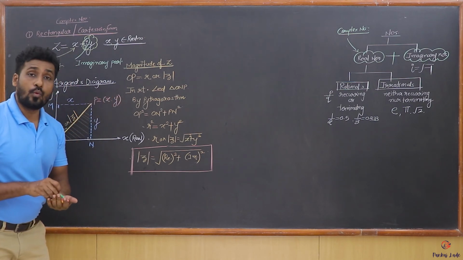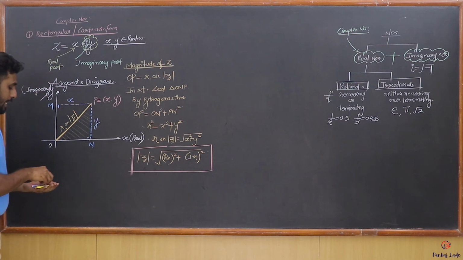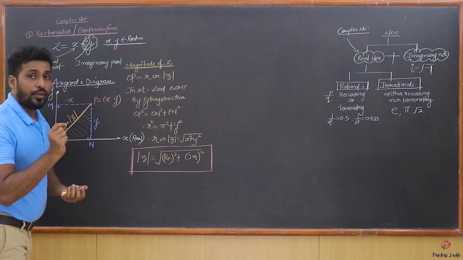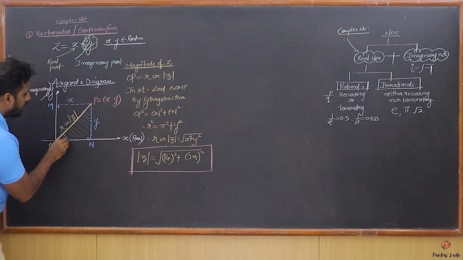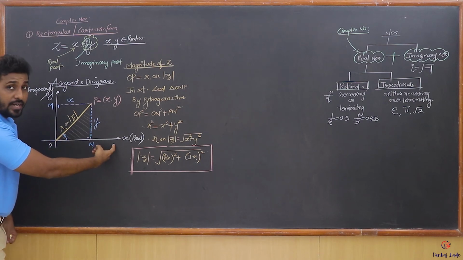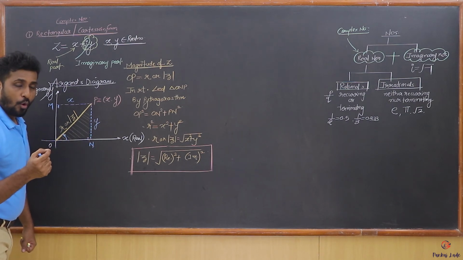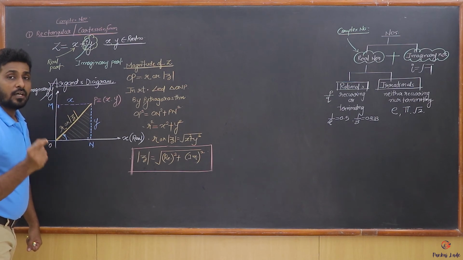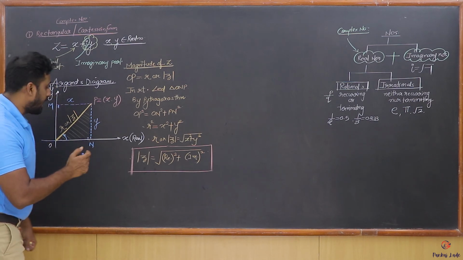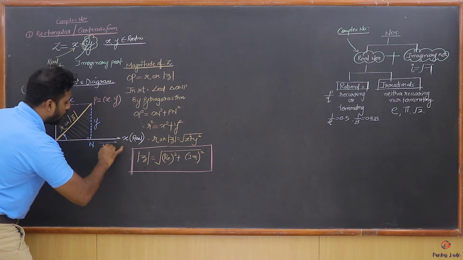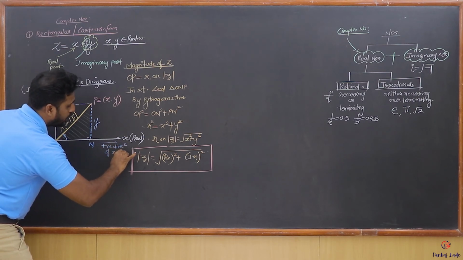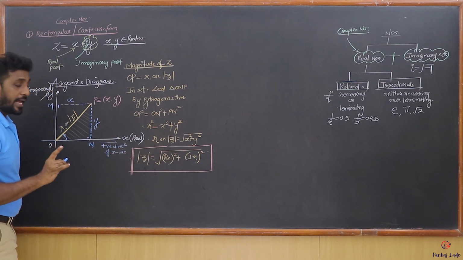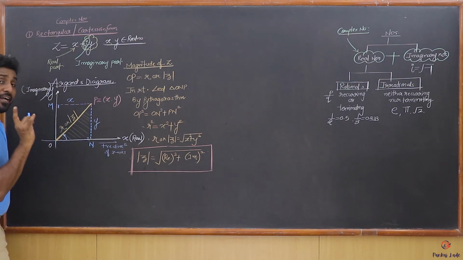Likewise, students, there is another very important concept. This is called as the argument, or we call it as the amplitude of z. So you can observe here this angle is measured with the positive direction of the x-axis. Now this is very important, students. You always need to measure the angle with the positive direction of the x-axis. So this is your positive direction of x-axis. You are always going to measure the angle with respect to the positive direction of the x-axis, and it should be in the anti-clockwise direction.